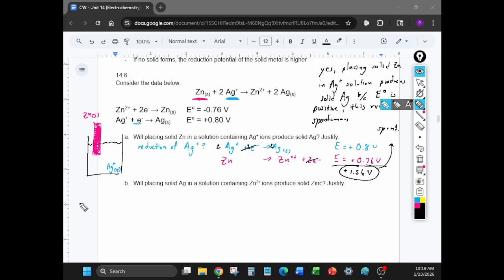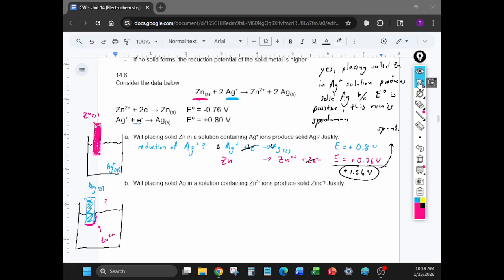So just the reverse. Let's say that we have a solution. If you have zinc ions inside of it, and you put a piece of solid Ag inside of it, will the zinc ions take electrons to form zinc solid on the surface? Will this happen? Okay, I want you guys to pause the video, see if you can figure it out, and write your explanation as well. All right, everyone, welcome back. Let's see if you got this correct.